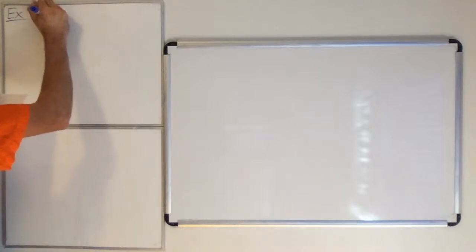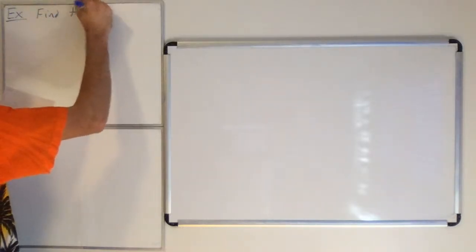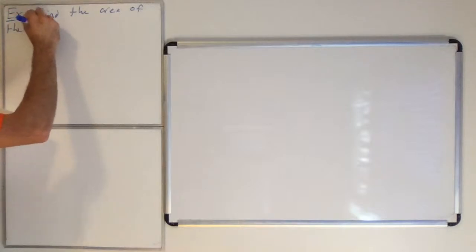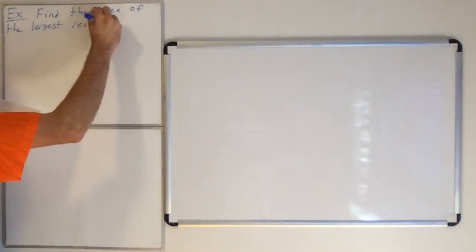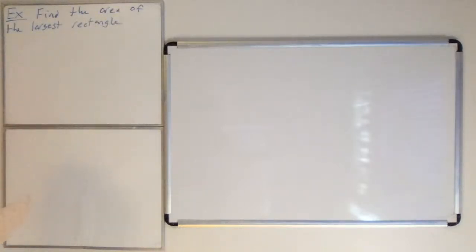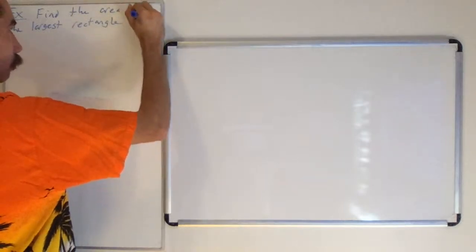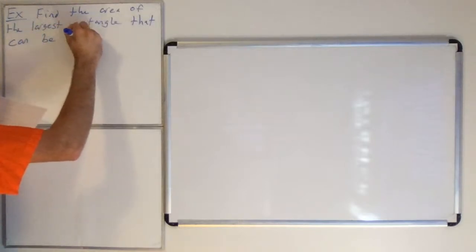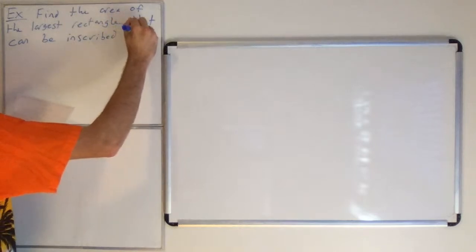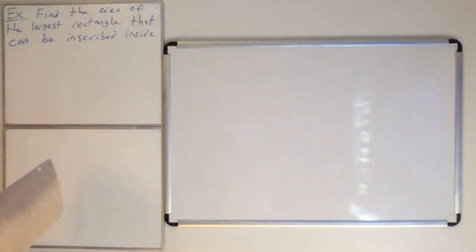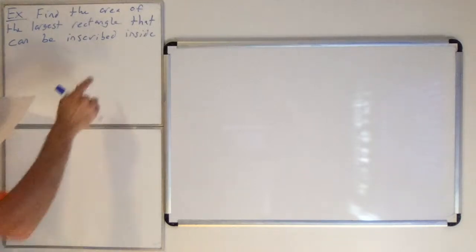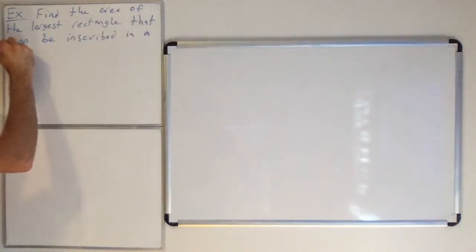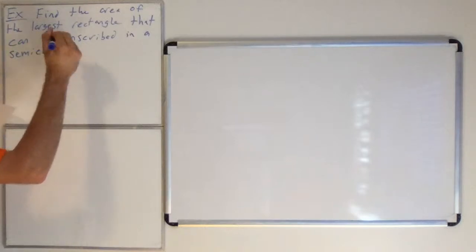So the first example is find the area of the largest rectangle that can be inscribed in a semicircle of radius r.